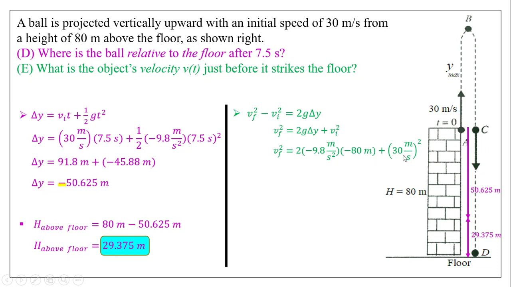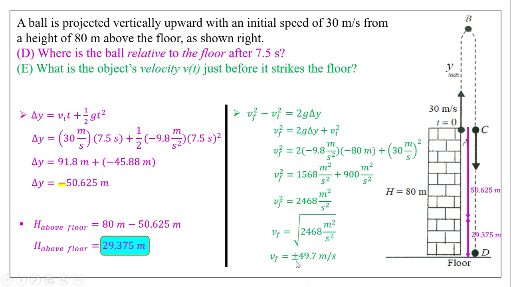And then we're going to add the 30 squared. So it's important that you understand delta Y is negative for this one because the ball is beneath its starting point. All right, simplify this on a calculator. You should get 1,568 plus another 900 because 30 squared is 900. We sum that up, we get 2,468, but then this is VF squared. So to find VF, we take the square root of both sides. The square root of 2468 will give us positive or negative 49.7.